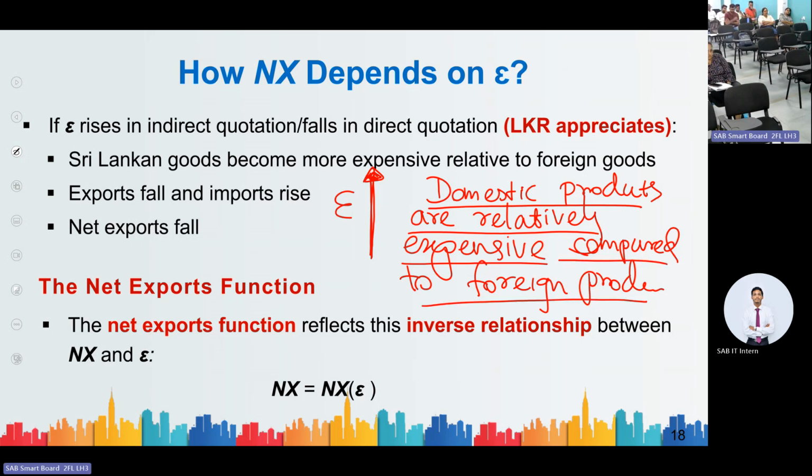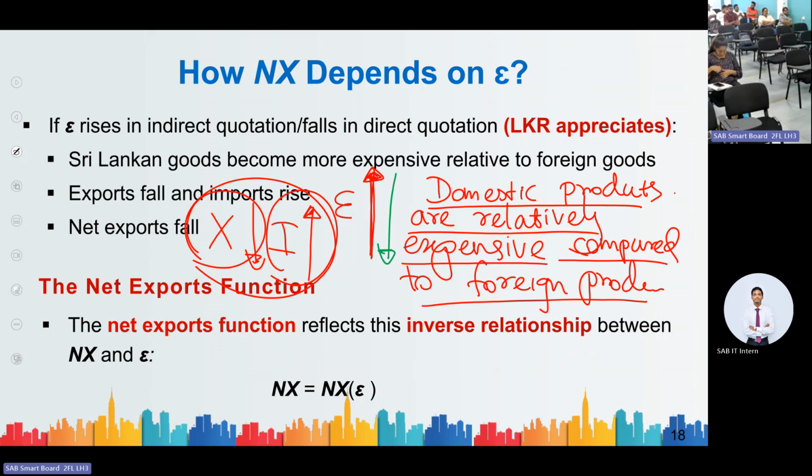Then what happens? Exports will fall, imports will increase. These two changes happen. Domestically produced goods and services are expensive. Will foreigners buy our product? No. Exports will fall. Domestic products are expensive. Foreign products are cheaper. So what happens? Local residents will import foreign products. Therefore, imports will go up. So these two things will happen when the real exchange rate increases. When the real exchange rate decreases, domestic products become relatively cheaper compared to foreign products. In that case, exports will go up, imports will go down. So these are the changes that will happen.